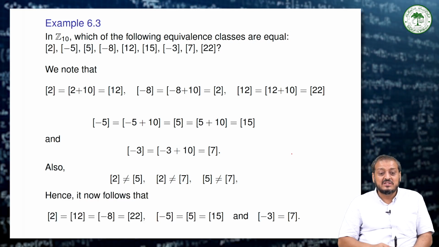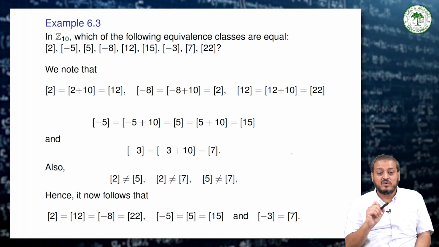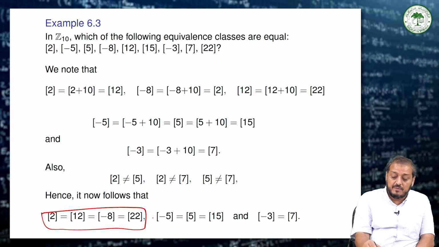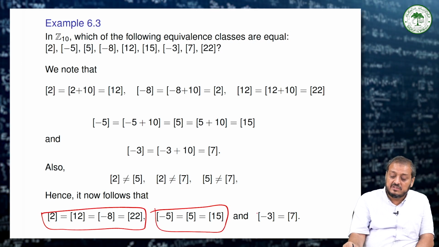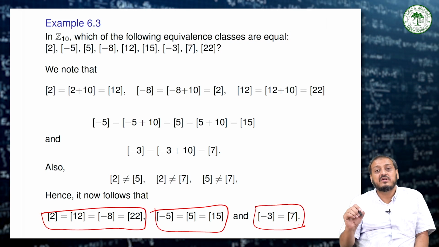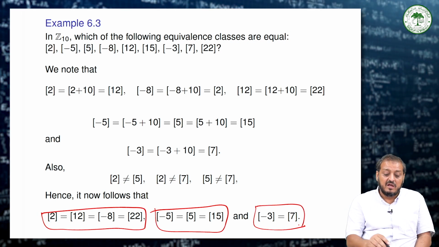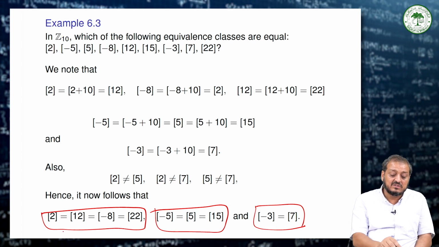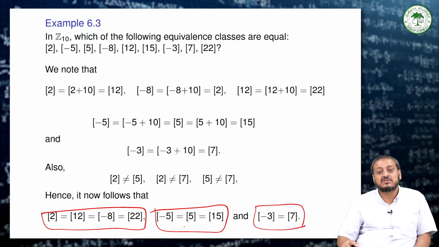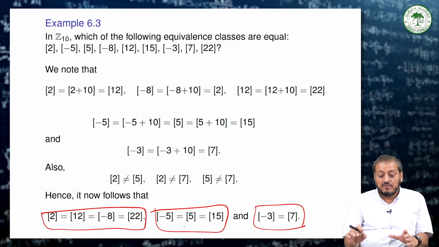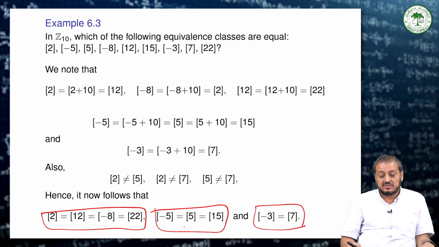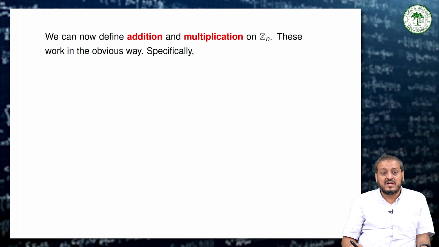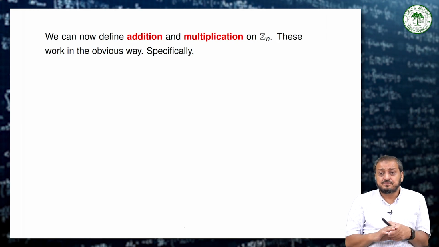So we can say that the equivalence class of 2 is the same as this set, and these three are the same, and then 3, minus 3 and 7 are also the same. So in Z10 these are the same equivalence classes. There are different equivalence classes: 2, 5 and 7 are distinct equivalence classes. So we can now move further.